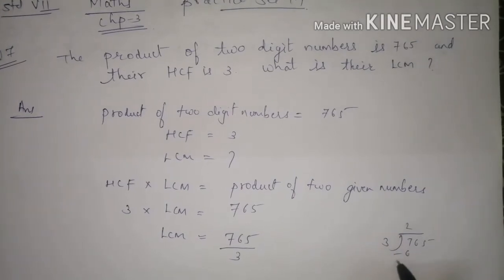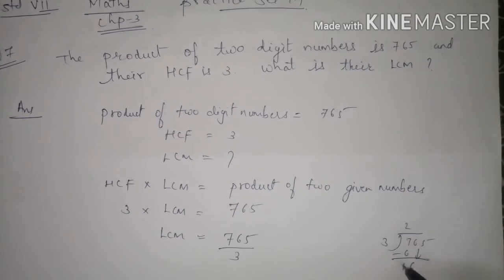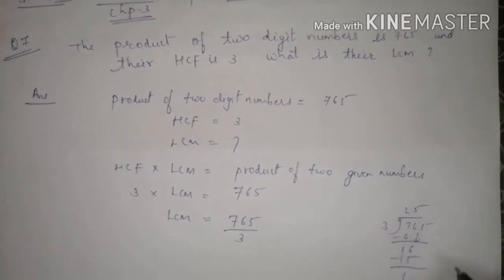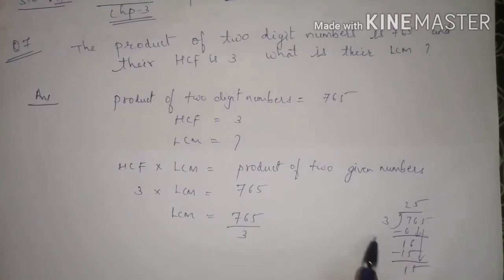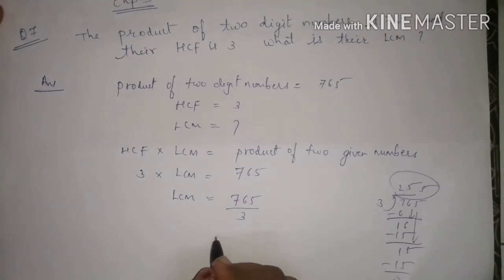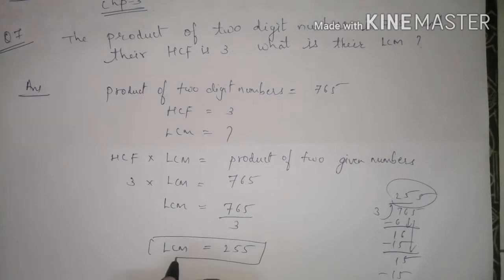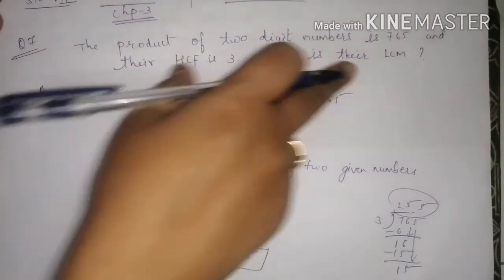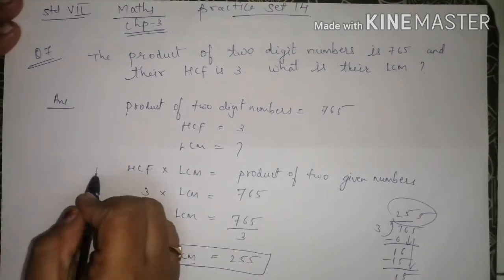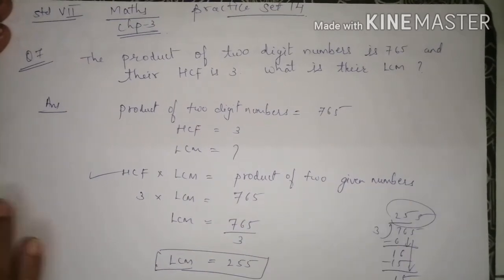3 2s are 6, 7 minus 6 is 1. Take this 6 down, so 16. The nearest is 3 5s are 15. 16 minus 15 is 1. Take one more 5 down, so 3 5s are 15. After dividing we get 255. So what is the LCM? 255. LCM we got as 255 using this formula: HCF into LCM is equal to product of two given numbers.